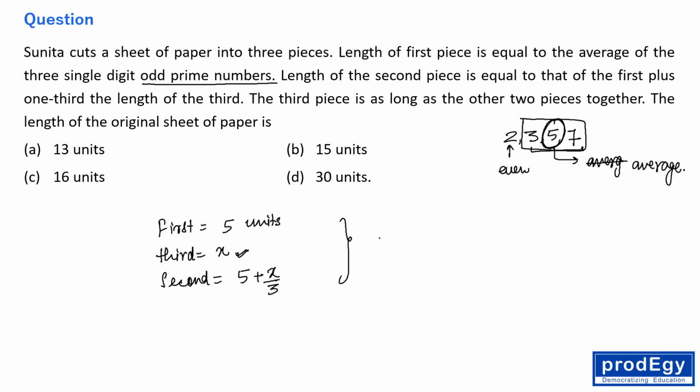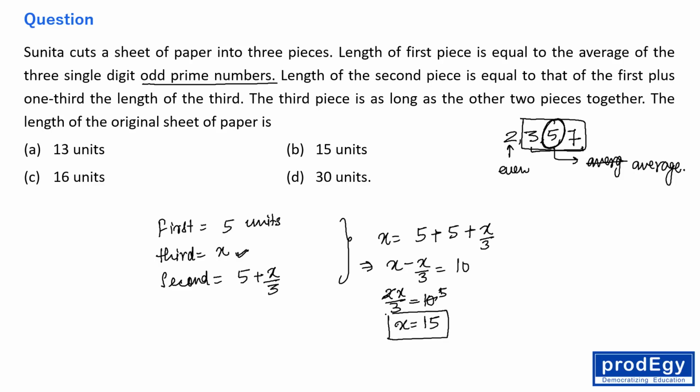It means x is equal to 5 plus x by 3 plus 5. So x minus x by 3 is equal to 10. So 2x by 3 is equal to 10. Then x is equal to 15.